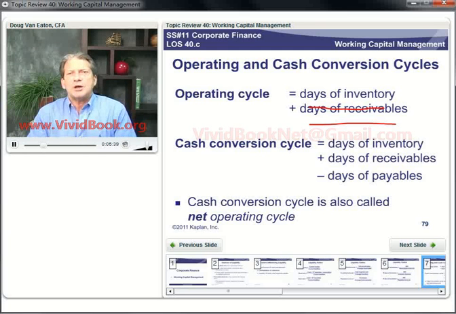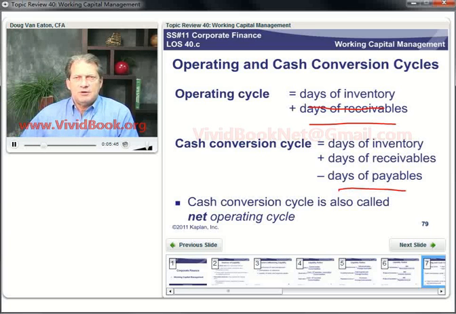Now when we talk about our cash conversion cycles, we make an adjustment to this for the number of days of payables. Because if we order our raw materials on this day, we don't really have to pay for them that day if we buy them on credit. We're going to pay for them some days later on average, and that's where we're going to use this days payable. So this cash conversion cycle is sometimes called the net operating cycle as opposed to just the operating cycle.